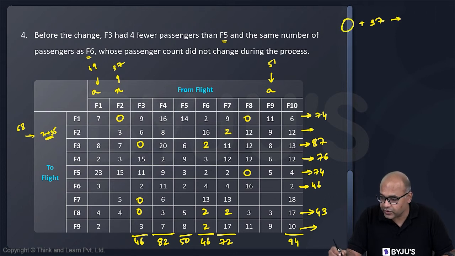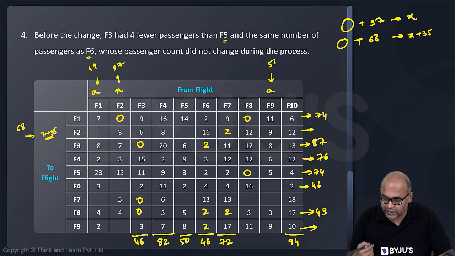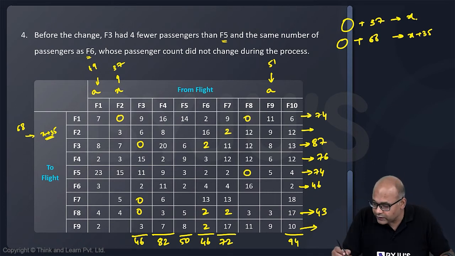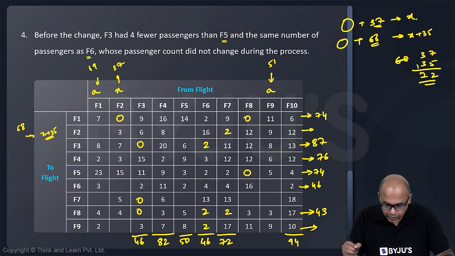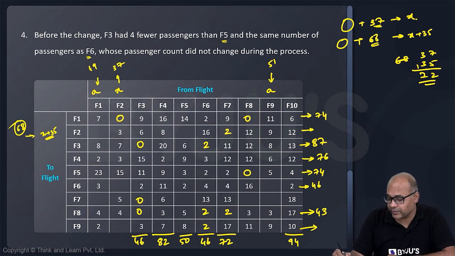37 plus something is your x. And what is this? X plus 35 is what we got till now, 68 plus something else, because horizontally we still have certain things missing. Now what is the difference between 68 and 37, or the other way around? 37 plus 35 is 72. Let's look at it. So this is an interesting concept or idea.